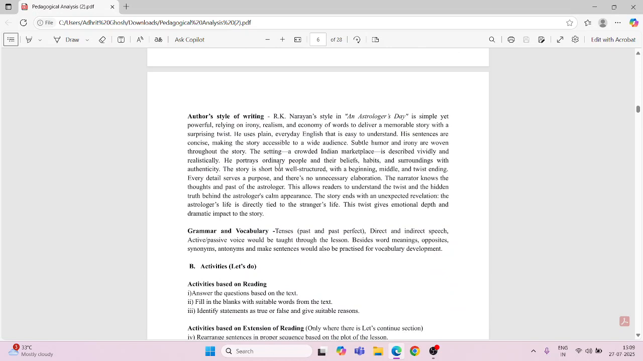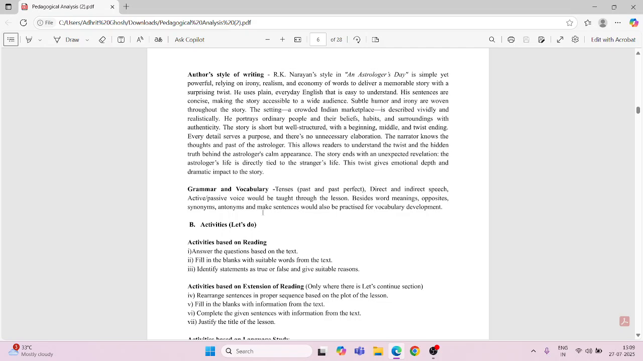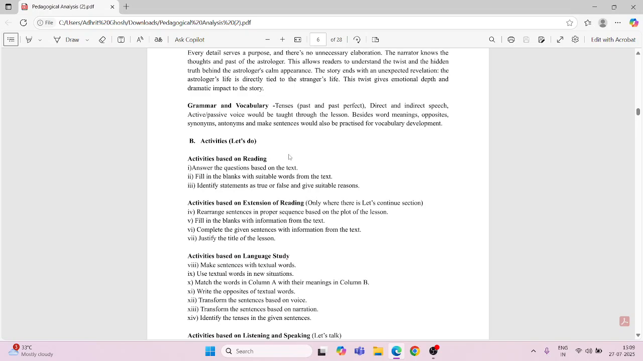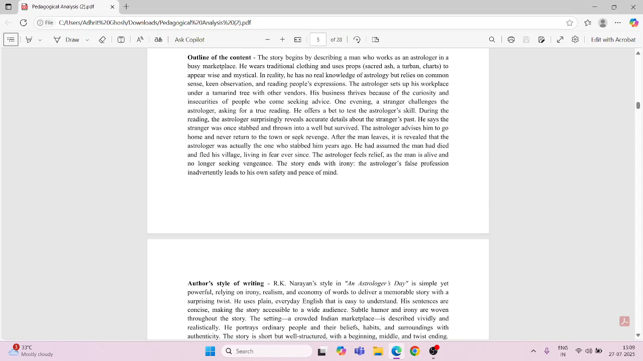Then you have to mention the author's style of writing, as it is seen through the lesson. It can be a poem, it can be prose, whatever you take. Then you have to take up the grammar and vocabulary that you can teach through the lesson. Then we move on to the next segment, that is B.